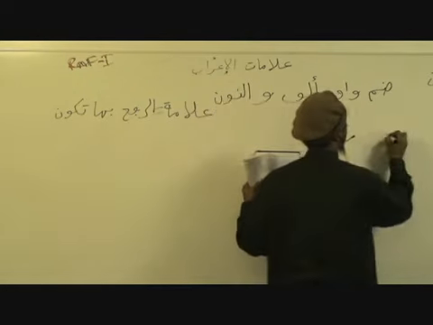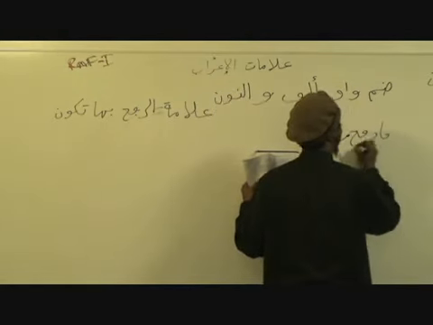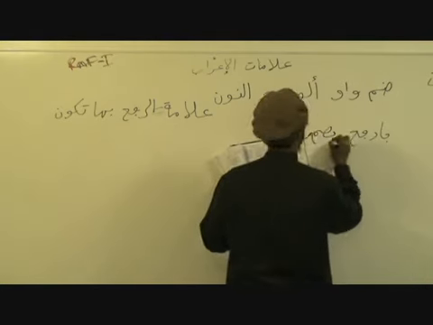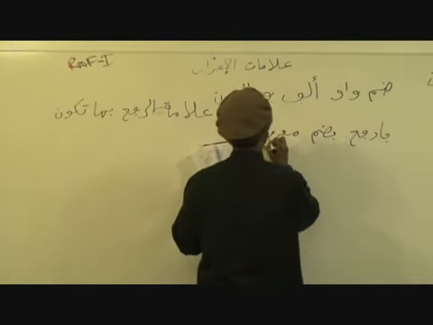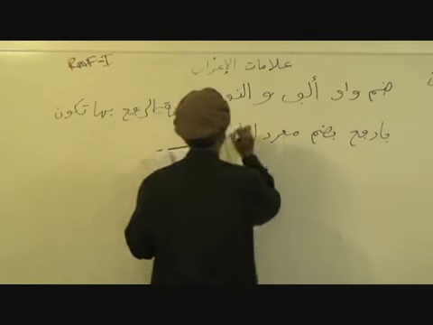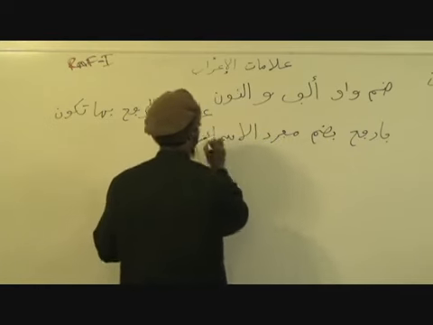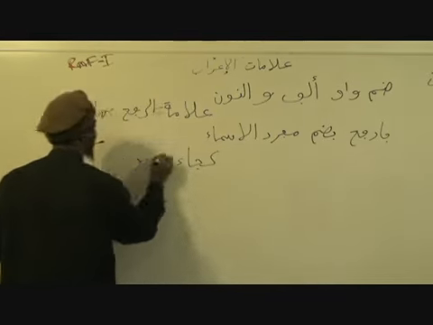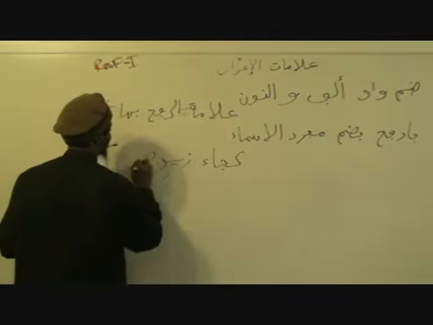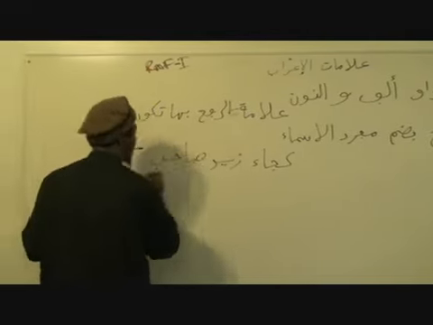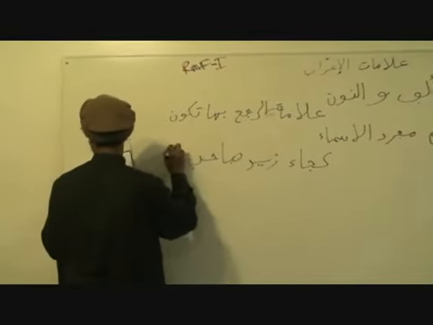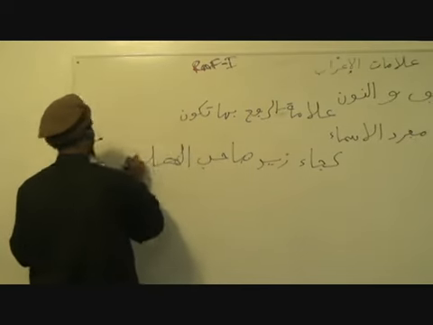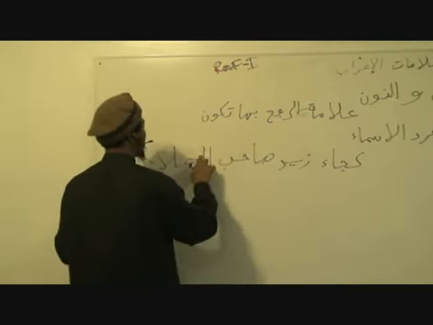Alamatu raf'i biha takun. Farfa' bidammin. Farfa', make it raf'i, bidammin mufradal asma'i, kaja'a zaydun sahibul ala'i, right? Okay, so it goes here. My writing is pretty sloppy.